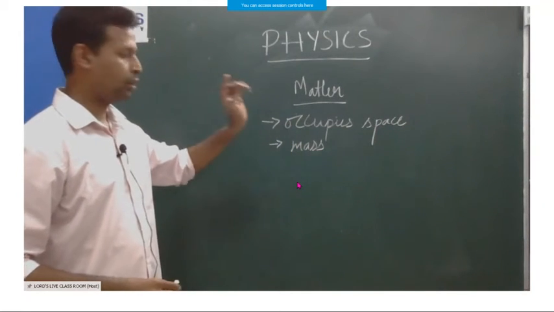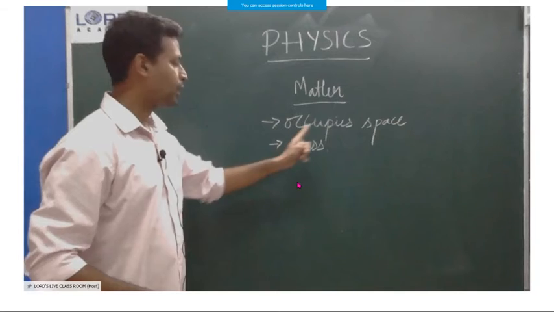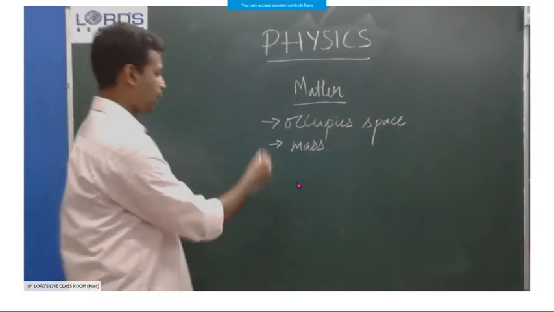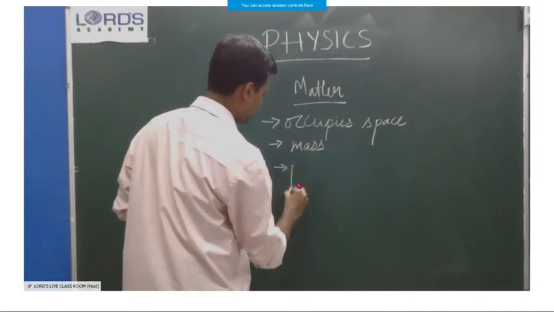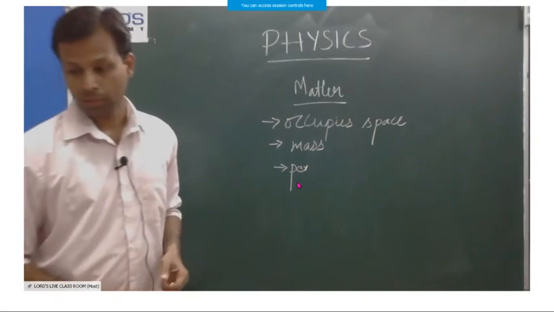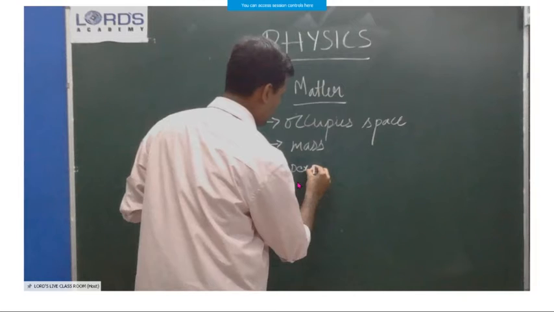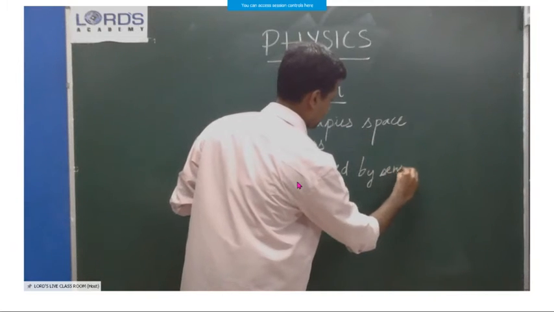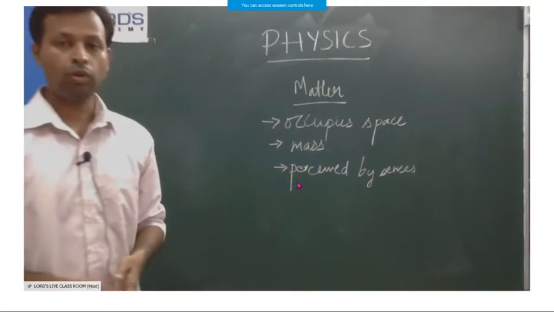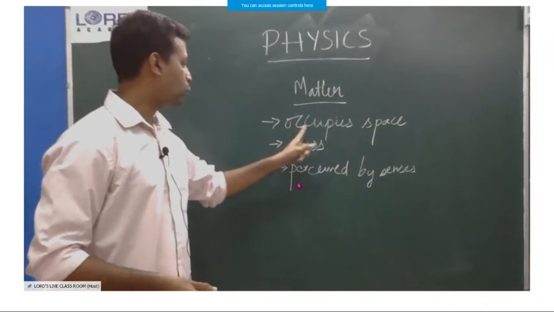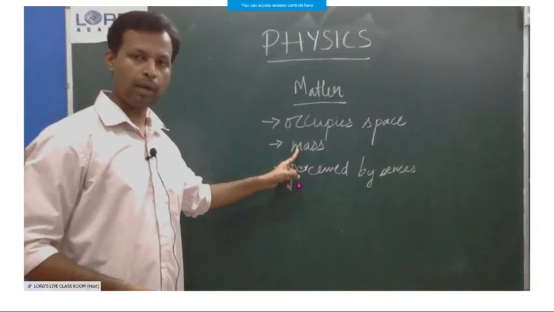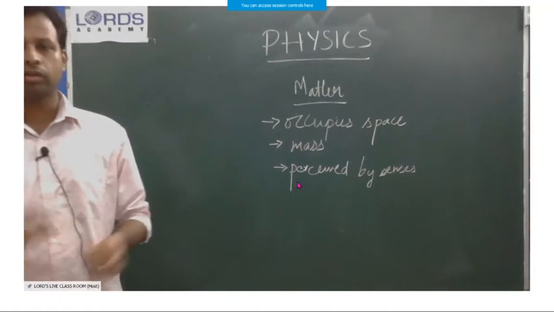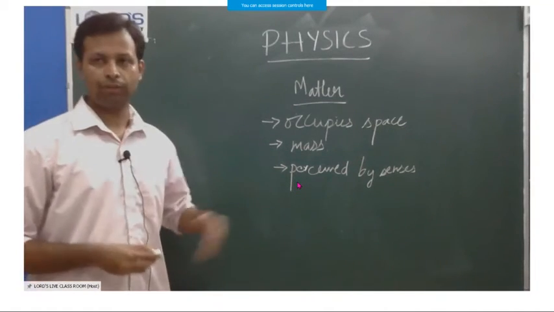We will explain it like this. It should occupy a space and it should have a mass. In your textbook, they have written one more point, that it can be perceived by your senses. So simply, matter is that which occupies a space, has a mass, and can be perceived by our senses. This is the simple definition of matter.